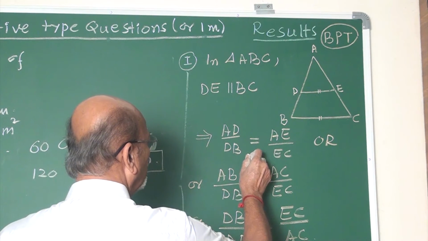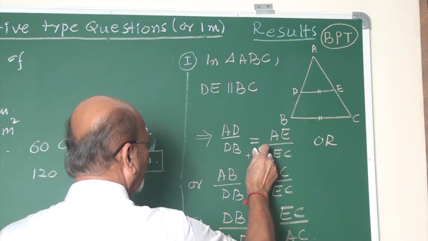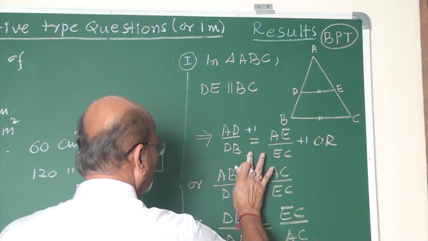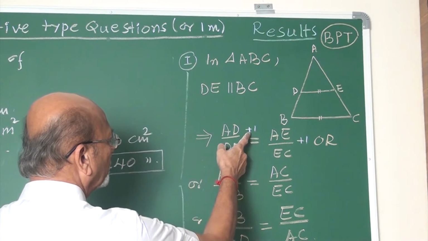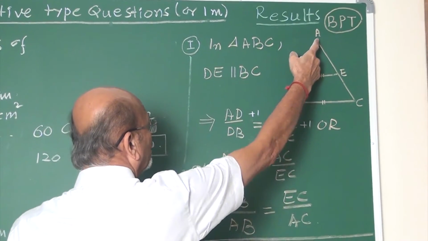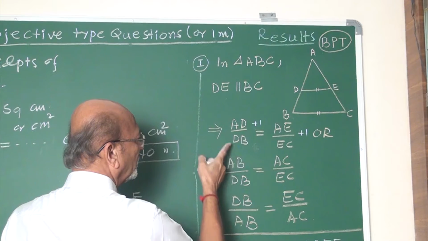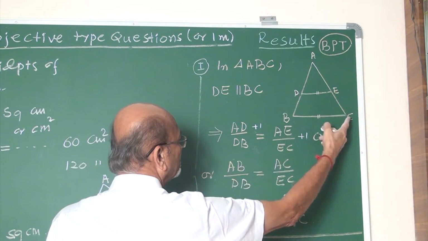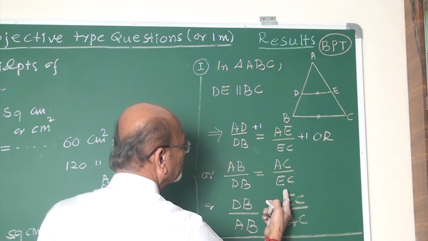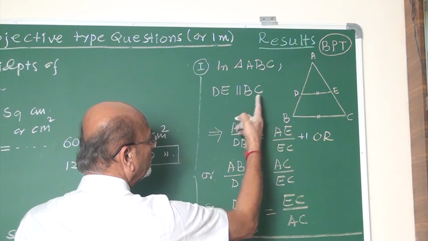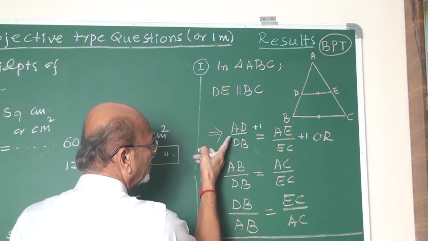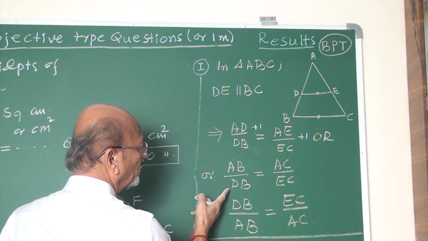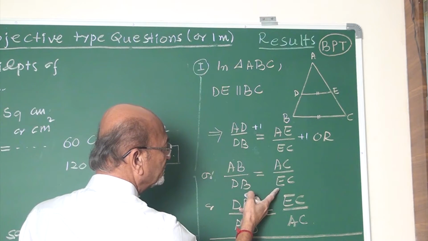My friends, if you add 1 to both sides, it becomes AD plus DB, which is AB, upon DB, equal to AE plus EC, which is AC, upon EC. So if DE is parallel to BC, you may use AD upon DB equals AE upon EC, and at the same time AB upon DB equals AC upon EC.